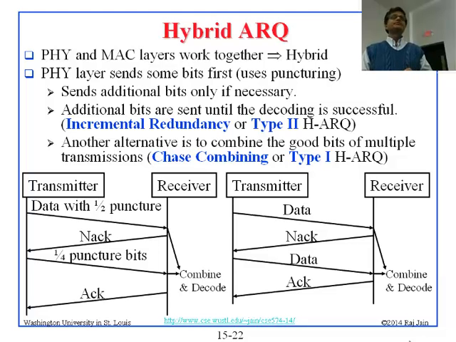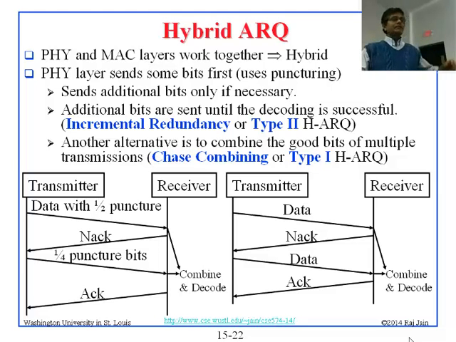Okay. Any question about HARQ? All right, there are two types of HARQ. One is that you do, like I said, you give partial information and then you keep adding. This is called incremental redundancy or type 2. But it turns out you don't have to even do that. You could just send the same data again.